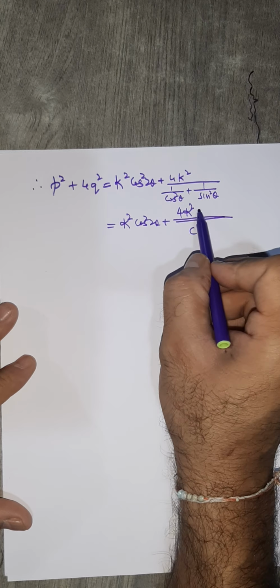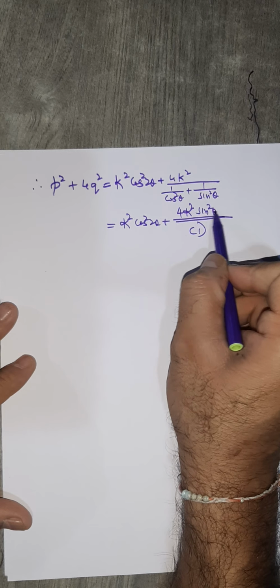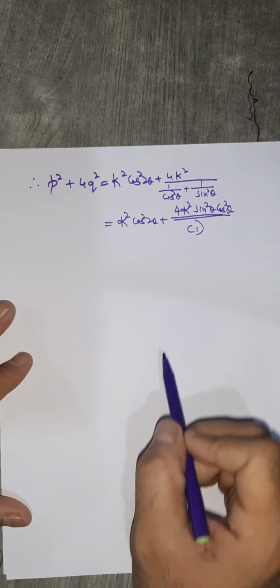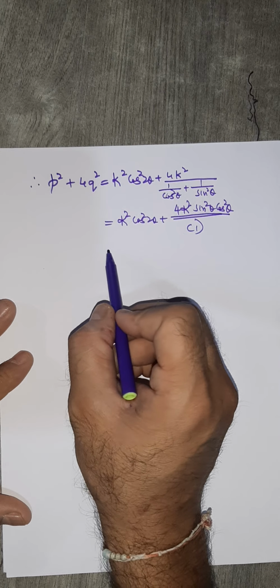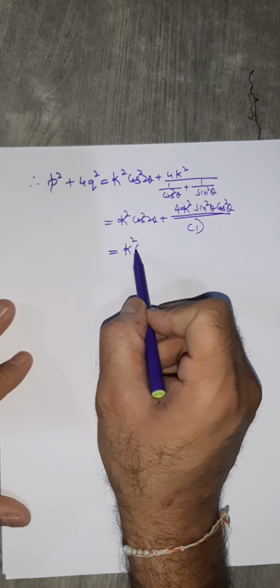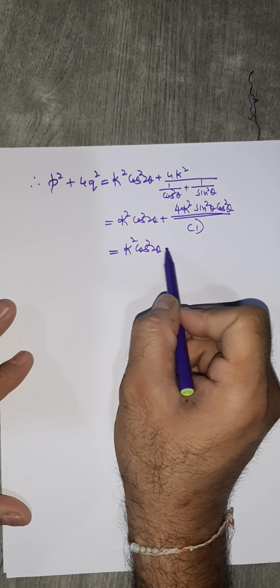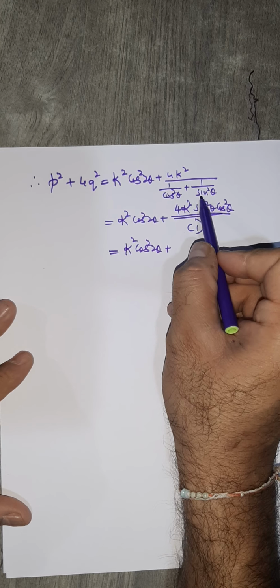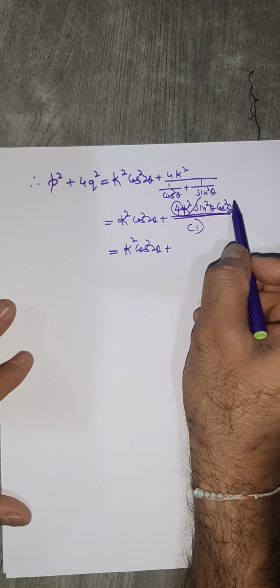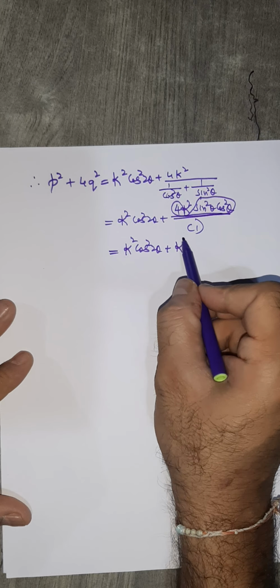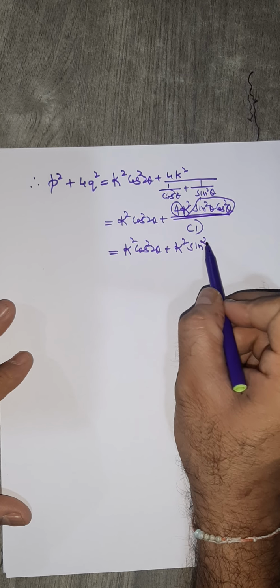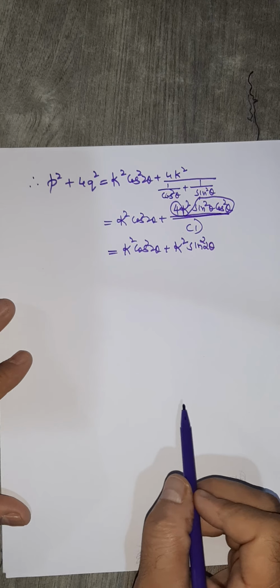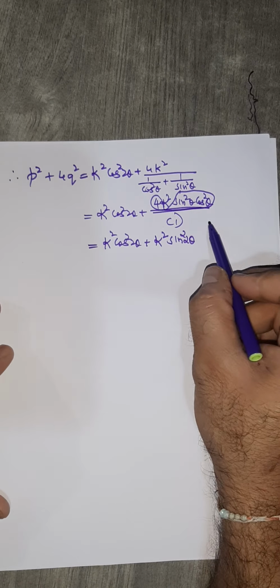4k square. This will be sin square theta into cos square theta. Understood? Cross multiplication, and the denominator of the denominator gives us the numerator. Okay, this is simply a simplification. Now this much you know very well. Can you recall this k square as it is? What is this? This is sin square 2 theta, if you remember. Why? You just recall this.